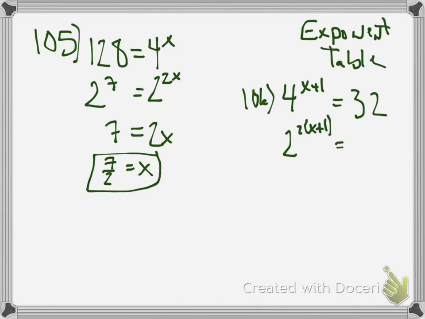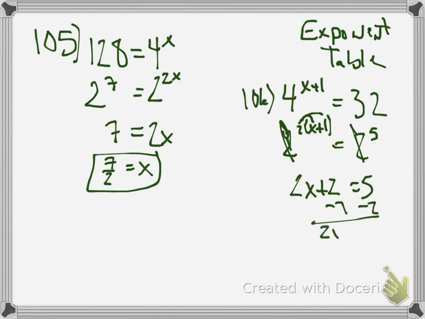After that, you get to logs. Okay, so you can see here I'm converting the 4 to 2 squared and 32 to 2 to the 5th. And so that would leave me with 2 times x plus 1, that gives me 2x plus 2 equals 5, because I can drop these big 2's. These are gone. And then I can subtract 2 and then divide by 2. And so x is equal to 3/2.